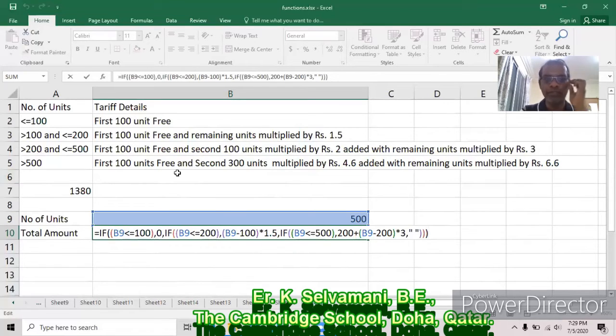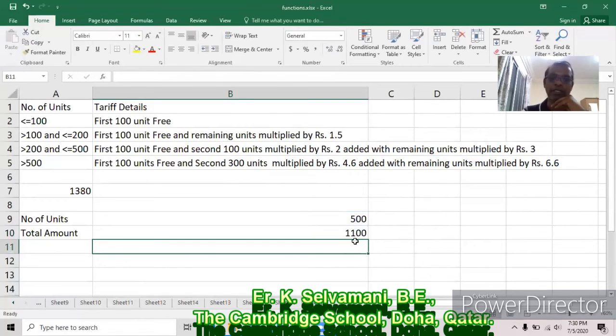Here the first 100 units are free. The second 100 units should be multiplied by 2, so 100 into 2 is 200. So totally 200 units are over. So out of 500, the remaining will be 300 units. This 200 should be added with the remaining 300. 300 into 3 gives 900 rupees. So 900 plus 200 gives 1100. You got it? So correctly got it.